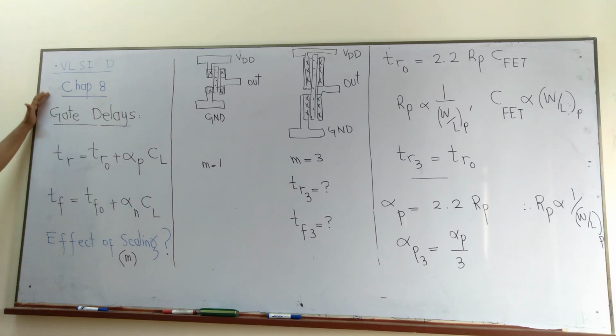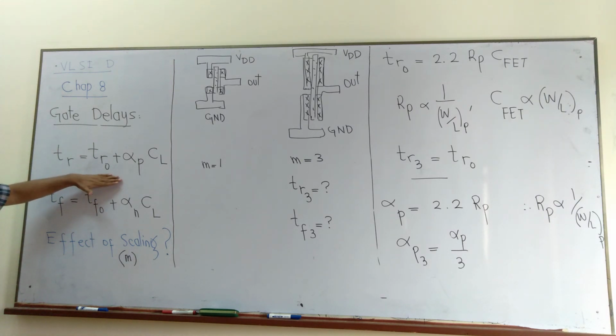Today we'll start studying chapter number 8, which is regarding gate delays. We have already studied the gate delay for a NOT in chapter number 7. In that same chapter, we came across these expressions for TR and TF. In fact, we derived these expressions for TR, the rise time delay, and for the fall time delay.